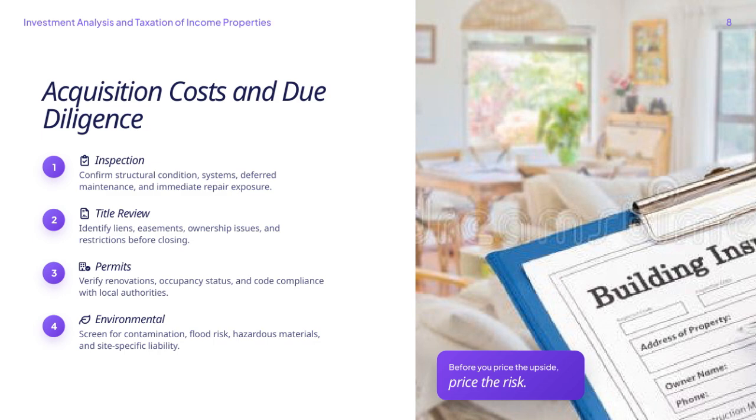Next is the title review. It's essential to identify any liens, easements, ownership issues, or restrictions that could affect your ability to close or use the property as planned. This ensures that the title is clear and there are no hidden surprises.